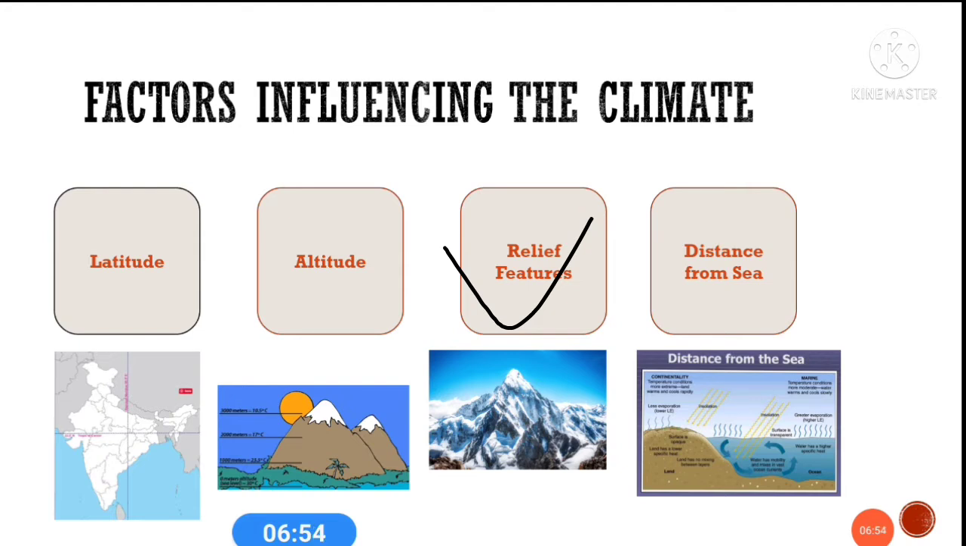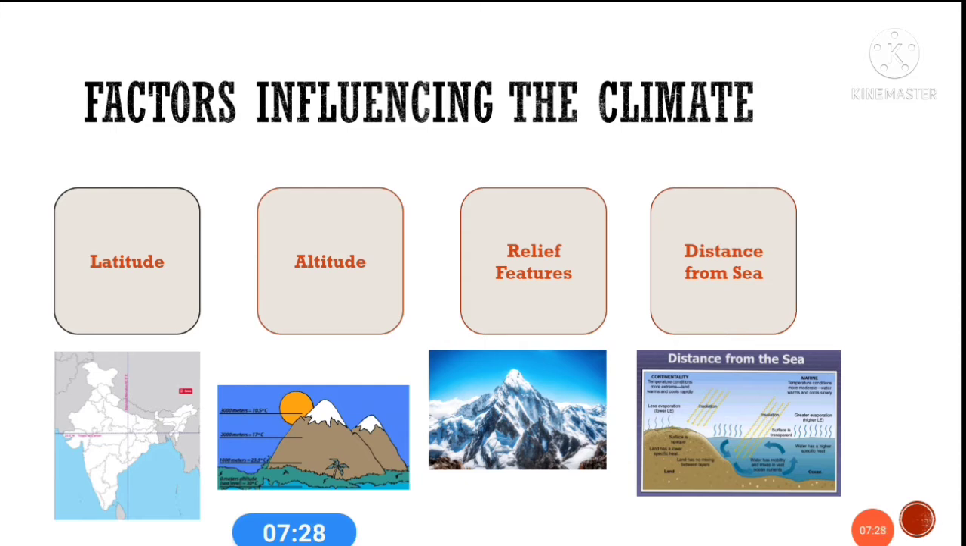The mountain slope facing the rain-bearing cloud receives heavy rainfall, and it is also termed the windward side. On the other hand, the leeward side remains rainless. So the presence of this mountainous region distributes the rainfall or varies the amount of rainfall. The side of the mountain facing the wind will experience heavy rainfall, whereas the opposite side, the leeward side, remains rainless.